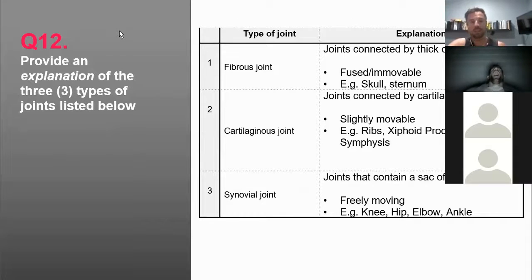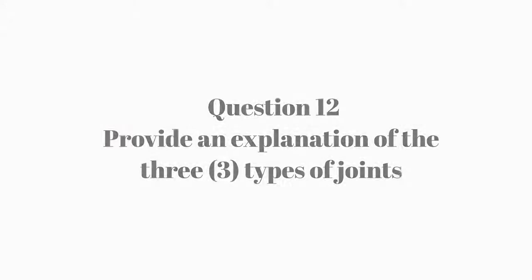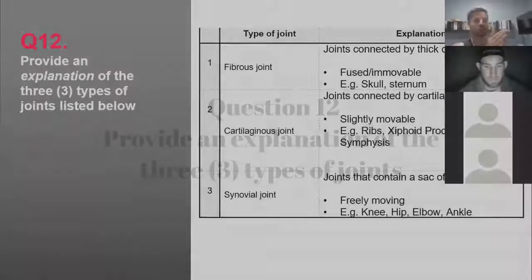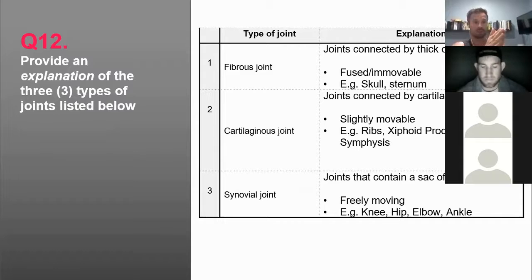Okay, so what we've got here, guys, are 3 different types of joints, and we're going to explain them. So the first one is a fibrous joint. Joints are where bones connect, first of all. So a connection of 2 bones is a joint. We have 3 different types of joints. The first one is a fibrous joint. That is where the joint is fused. It doesn't move. The joint is connected by thick collagen tissue, and it is an immovable joint.